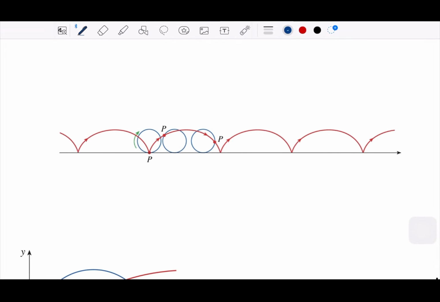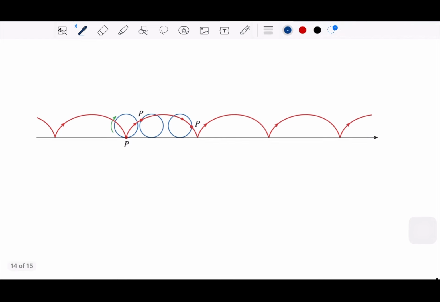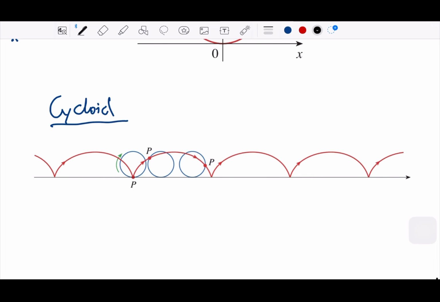Now we move here a little bit for just one note on this introduction of parametric. That is what we call the cycloid. If you remember, cycloid. This is the cycloid. So what is cycloid? We talked about cycloid before. Well, let us see what is cycloid.